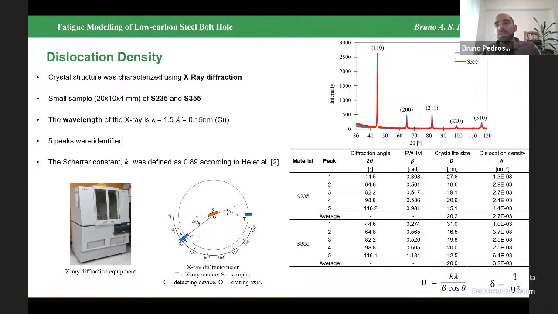And finally, the dislocation density for S235 and S355 generated by the manufacturing process of the plate was estimated. A higher value of dislocation density was obtained for S355, but the average value for both materials is within the typical values of highly deformable metals.